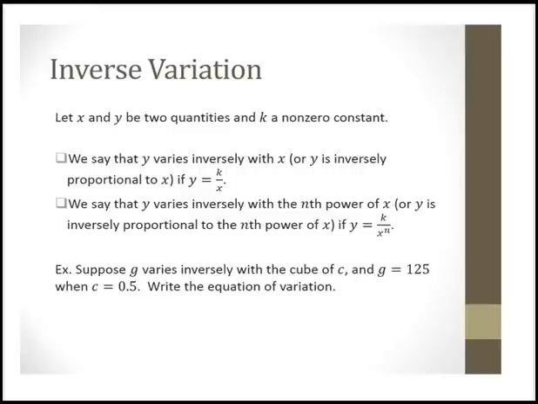Alright, so with a direct variation, we were taking our constant and multiplying by a power of x. With an inverse variation, we're taking our constant and dividing by a power of x. So let's see this example. Suppose g varies inversely with the cube of c. That tells me then that g is equal to some constant divided by c cubed.